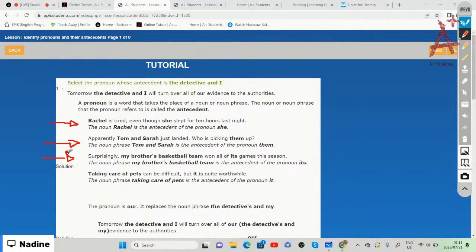Instead of saying my brother's basketball team, which is a noun phrase, we can just say its. And instead of the noun phrase taking care of pets, we can just say it, right? So it, its, them and she, those are the pronouns. The noun or phrase that the pronoun refers to, we call that the antecedent.